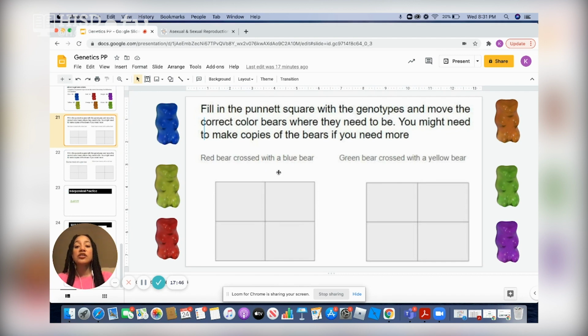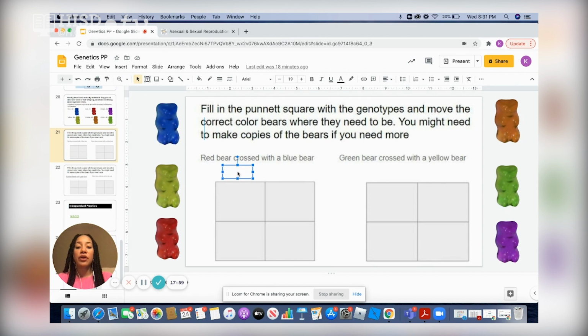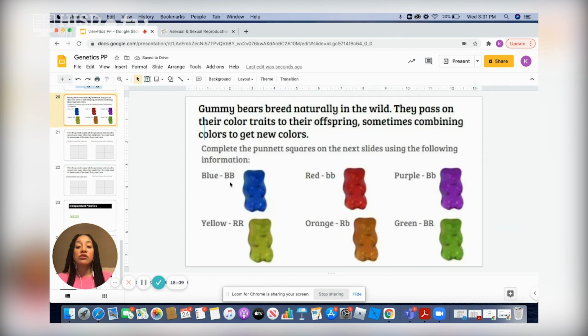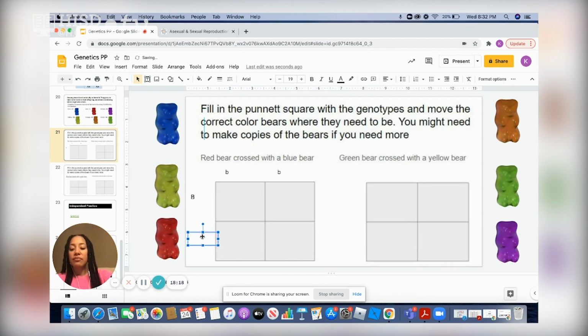Now, the first thing we need to do is write down the allele pairs for each gene. So we'll do red at the top. And from this second screen, we know that red is lowercase b, two recessive genes. So I'm going to put a lowercase b, and then on the other side, another lowercase b. And we're going to cross that with a blue bear. Now, if we go back to that original slide, blue bear has two dominant capital B's. So on the side, I'm going to put capital B, capital B.